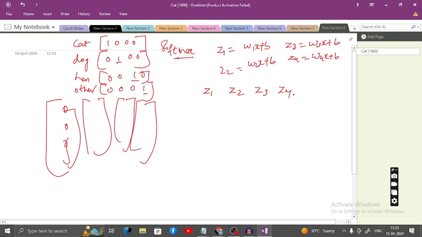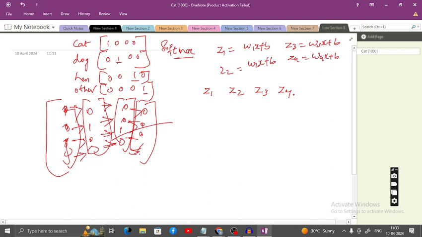So each layer is 1, 0, 0, 0, 0, 1, 0, 0, 0, 0, 1, 0, 0, 0, 0, 1. Each one passes through the activation function and you get the output. Anyhow, keep that aside. Here Z1, Z2, Z3, Z4 are there. Now let us assume the values.